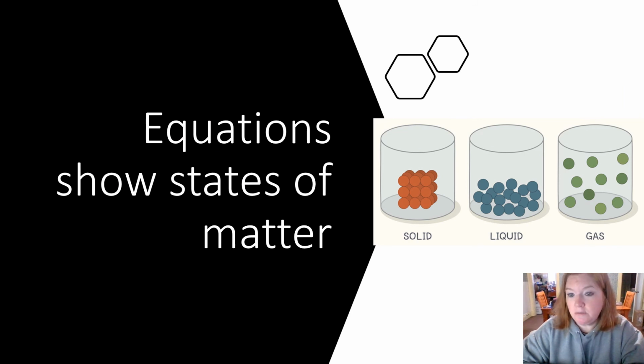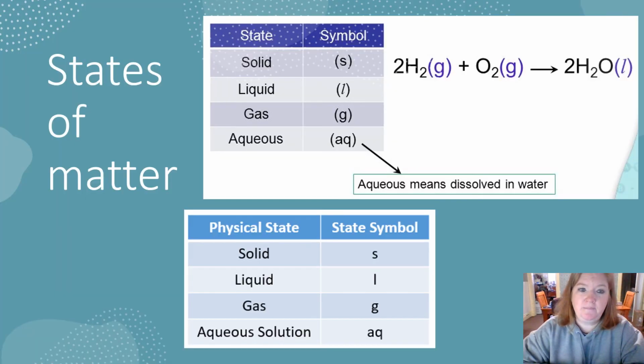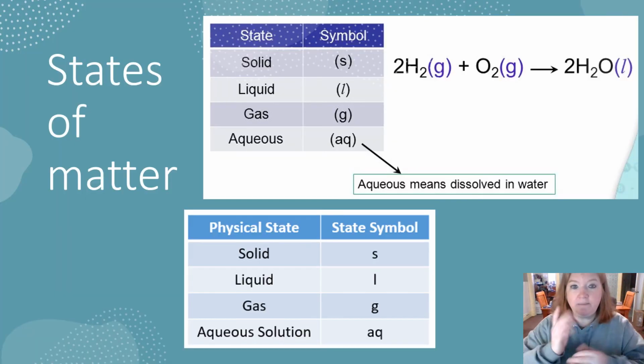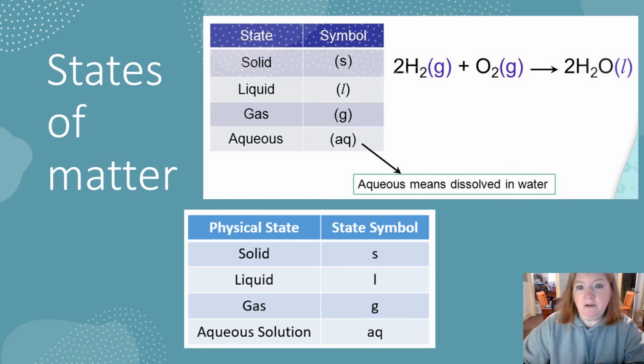Equations also show states of matter. Not all equations are written with the states of matter, but they can be. So we have these symbols: S meaning solid, L meaning liquid, G meaning gas, and AQ meaning aqueous, or dissolved in water. When they're indicated in a formula, you can tell, oh, this is a gas, this is a gas, this is a liquid, okay?